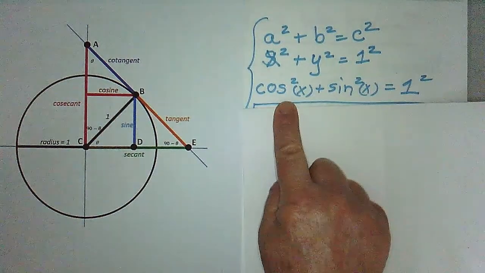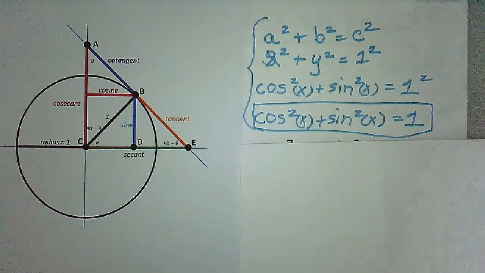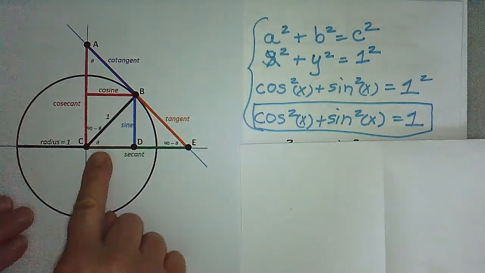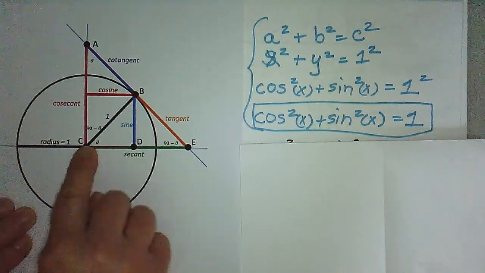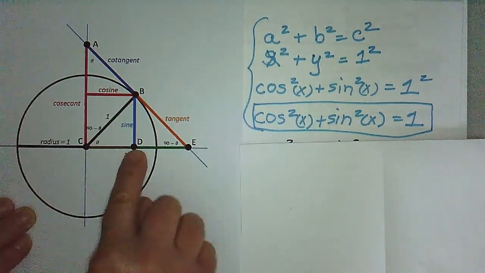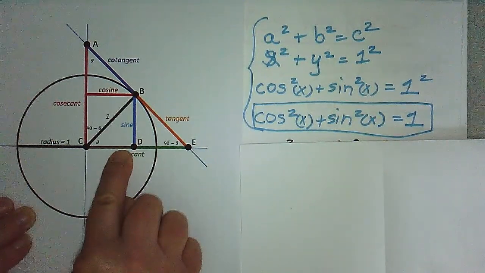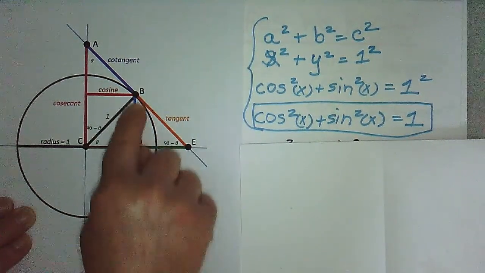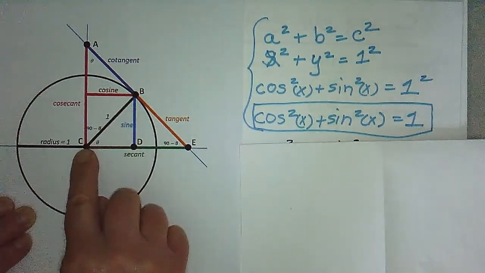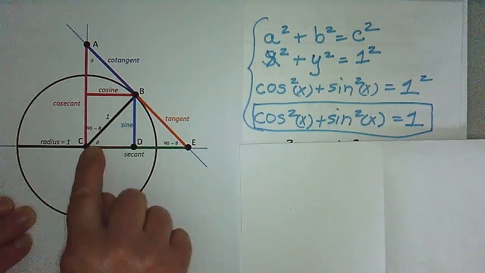So this is your first Pythagorean identity: cosine squared of x plus sine squared of x equals 1. That's where all of the other ones come from. And I want you to see this on this line. This is the same as this. It's equivalent. So this is your cosine, your x value. Cosine squared plus sine squared equals 1. This triangle, this little triangle right here.